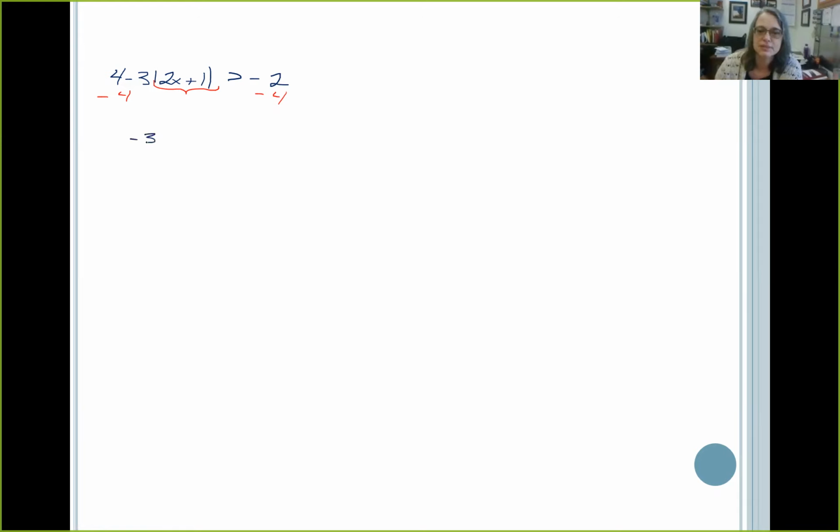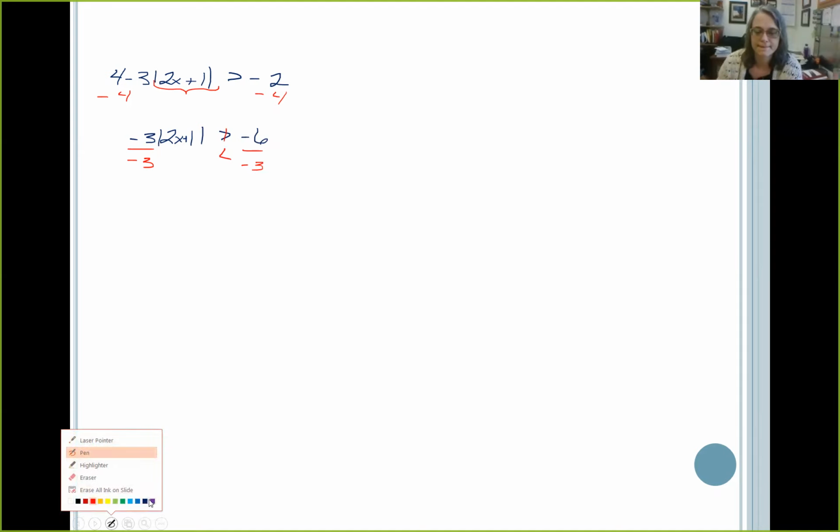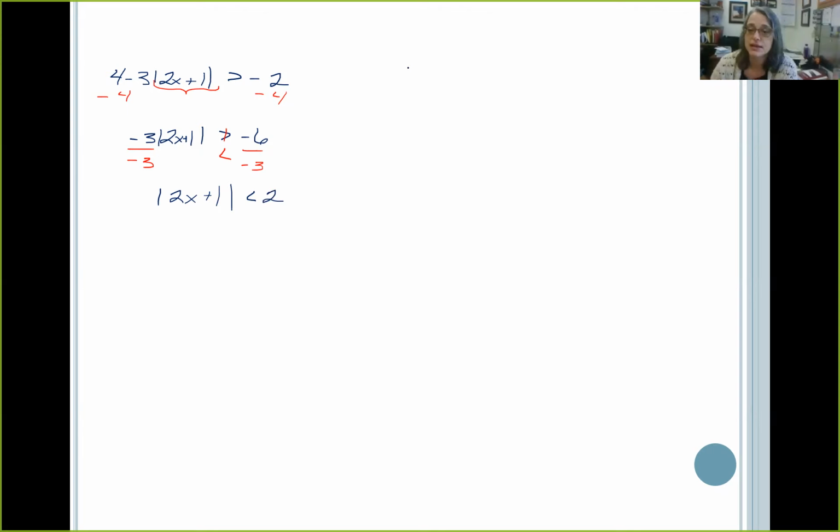So we end up with negative 3 times the absolute value of 2x plus 1 is greater than negative 6. Now my absolute value is still not isolated, so I want to divide through by negative 3. But I'm dividing by a negative number, so I need to reverse my inequality. So I end up with the absolute value of 2x plus 1 is less than 2.